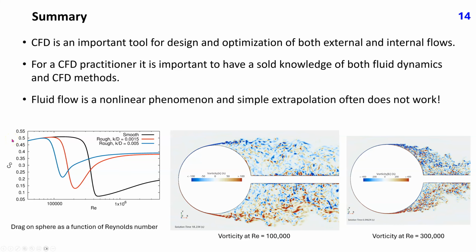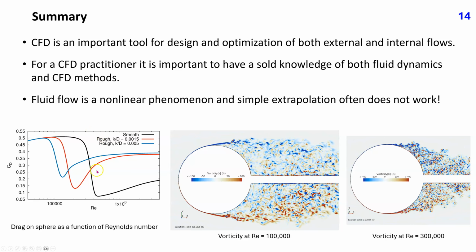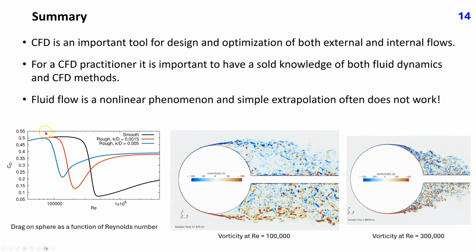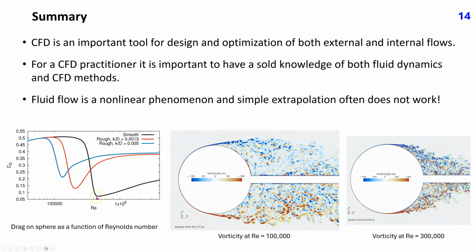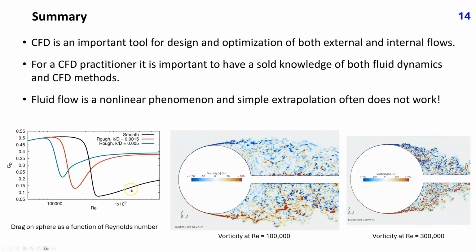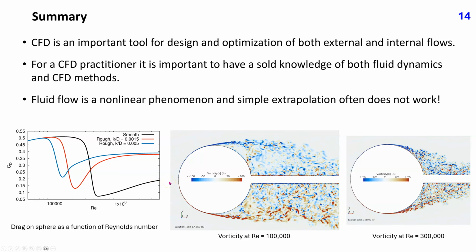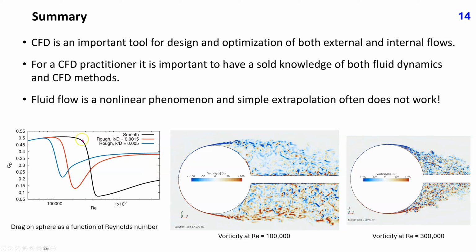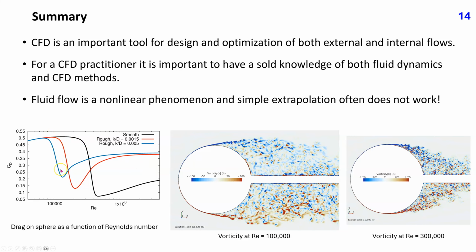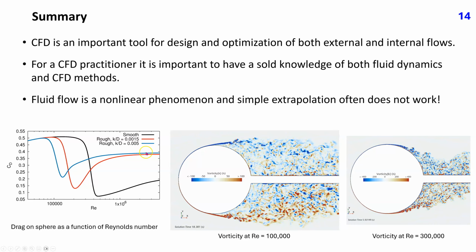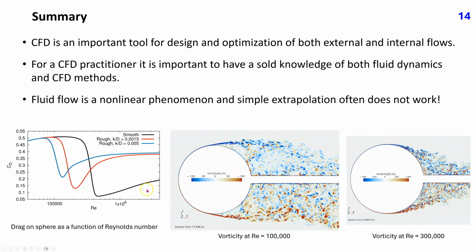When the sphere is smooth, the drag drops suddenly around the Reynolds number 300,000 from about 0.5 to 0.06 before starting to gradually increase again as the Reynolds number increases. If the sphere is rough, the drag crisis takes place earlier. The drag doesn't drop so much, but it recovers to a higher value than when the sphere is smooth.